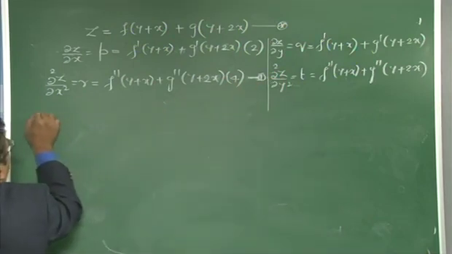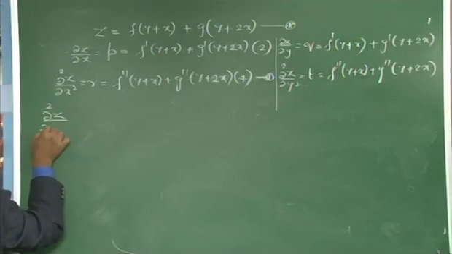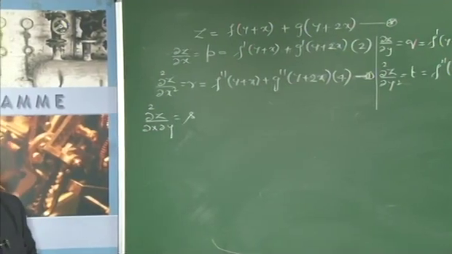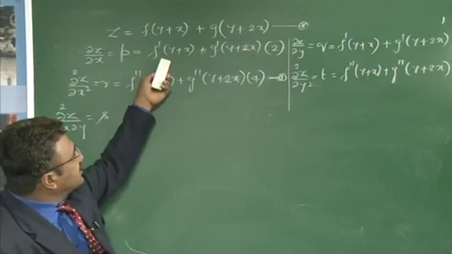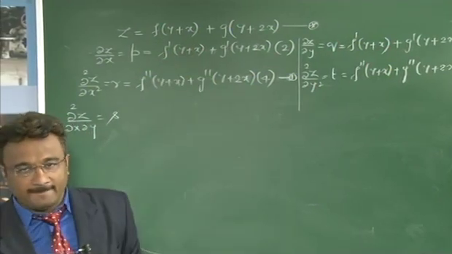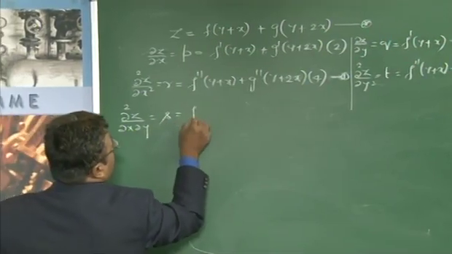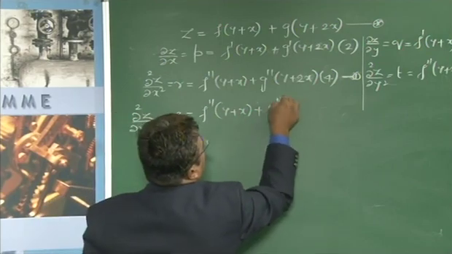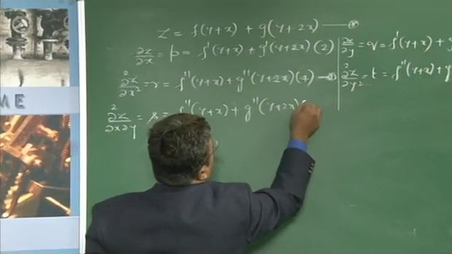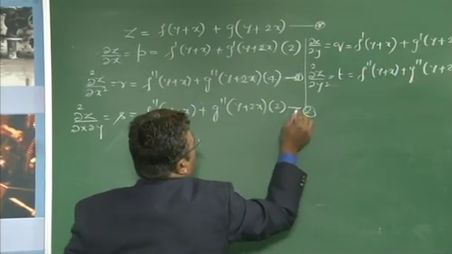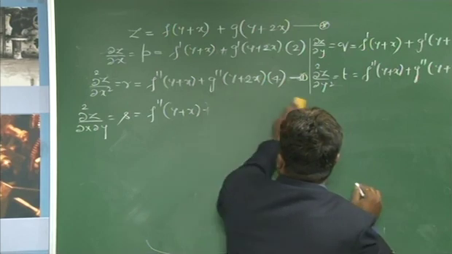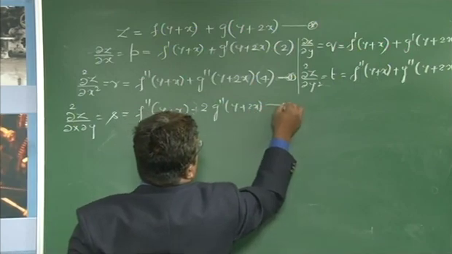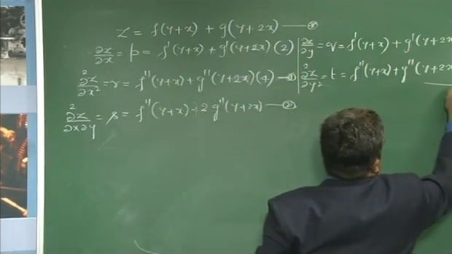Then after that I do the mixed derivative, dou square z by dou x dou y, which we simply call s. Already once you differentiate the function with respect to x, that one you differentiate with respect to y. So we get s equal to f double dash of y plus x plus g double dash of y plus 2x into 2. Better to write down a 2 here, it is convenient for you. Call this equation number 2, and call the other equation number 3.